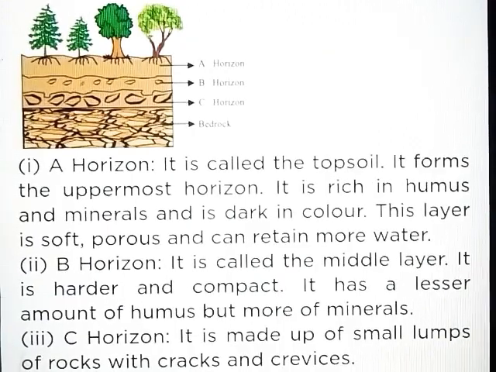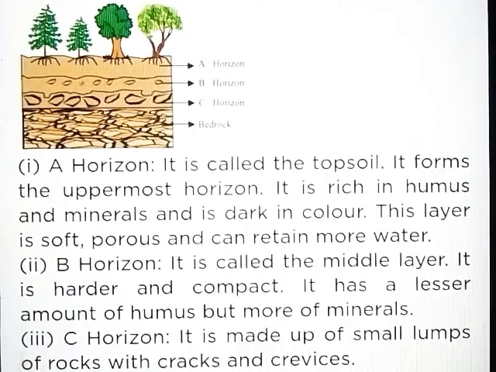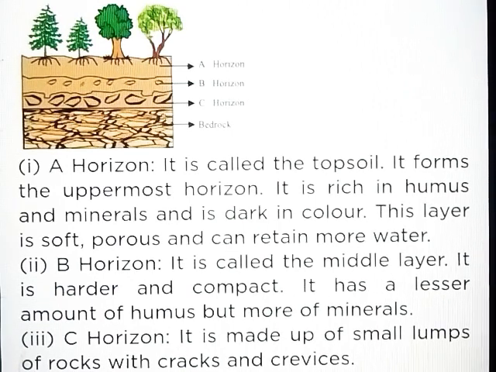A horizon. It is called the top soil. It forms the uppermost horizon. It is rich in humus and minerals and is dark in color. This layer is soft, porous and can retain more water.